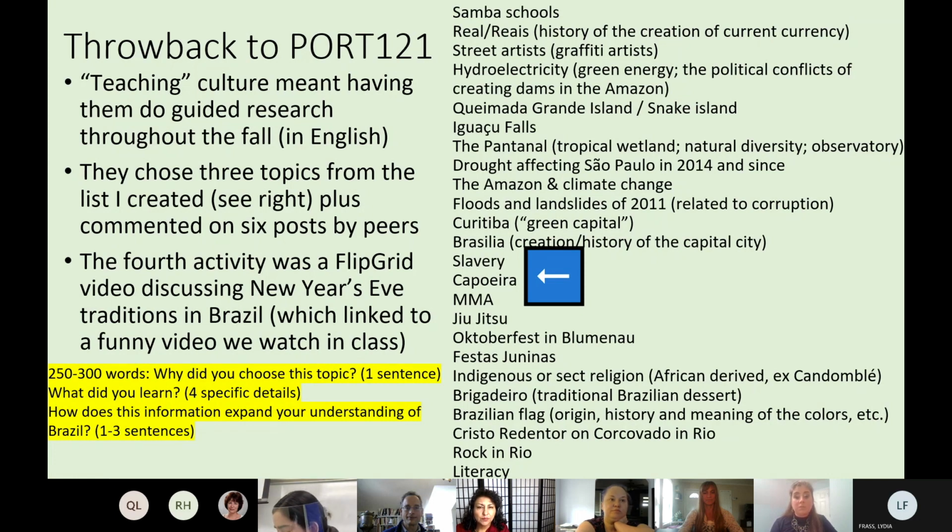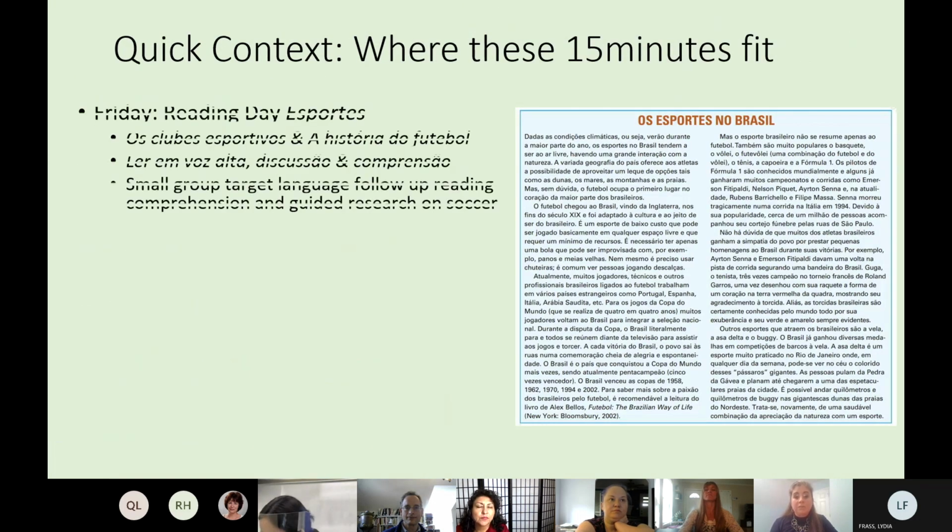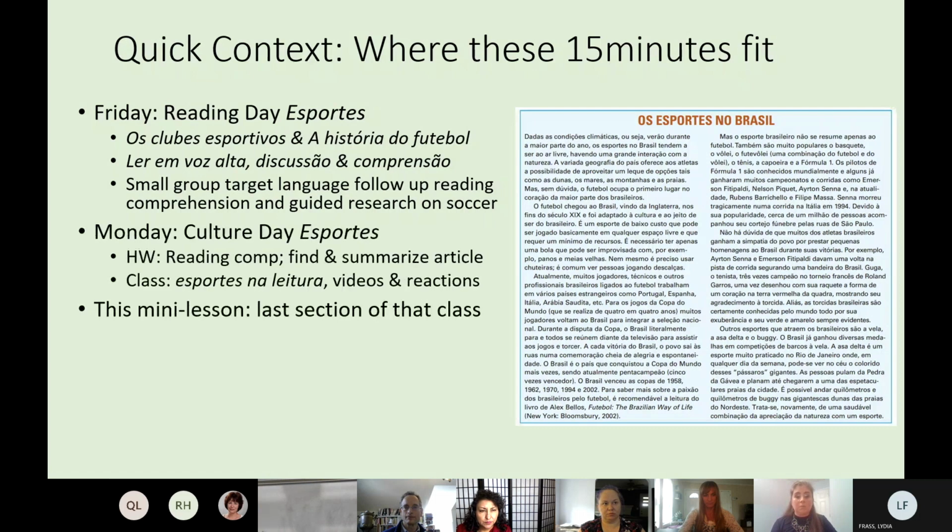So the quick context for this mini lesson is, last Friday, we had a reading day where, as a class, we read Os Clubes Esportivos e a História do Futebol, and we were able to work on pronunciation, reading comprehension, and get a little bit of big details, classism in sports, racism in sports, what it means to be a fan. Following the group work, they worked in small groups to do target language follow-up, reading comprehension activities, and then basic research focusing on soccer teams and soccer in Brazil.